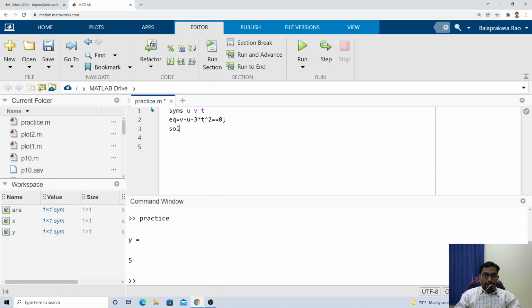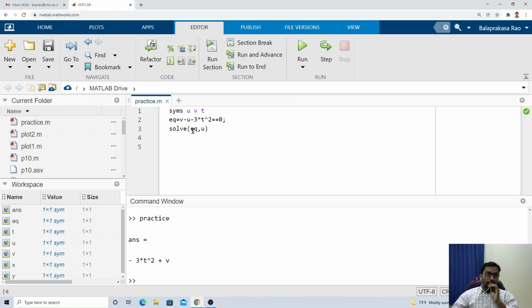Now if you want to solve EQ, you can solve this equation. Suppose you want to solve this equation with respect to some variable. Let us say I want to solve this equation with respect to u. You can pass that also. Now let me run this. We'll see what happens. See, I have solved this equation with respect to u. So the result is v minus 3t square. Instead of defining it like this, you can avoid this step and directly give the equation itself in place of EQ.